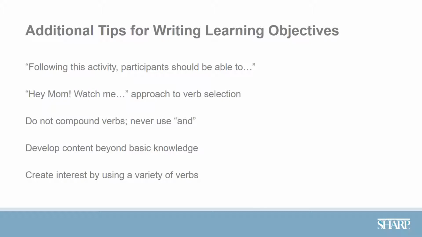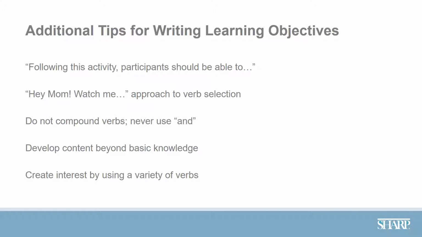Finally, some additional tips for writing objectives. Everybody's a little bit different, and different statements help different people. Here at Sharp, all of our activities start with, following this activity, participants should be able to. And then your objective should plug in immediately after that, and the sentence should still make sense. So if your sentence doesn't make sense, then maybe your verb selection is incorrect.